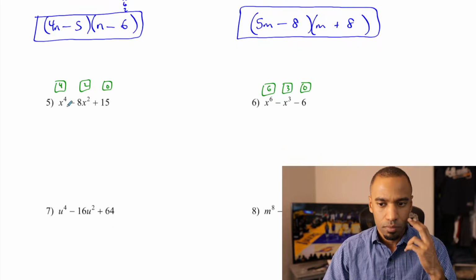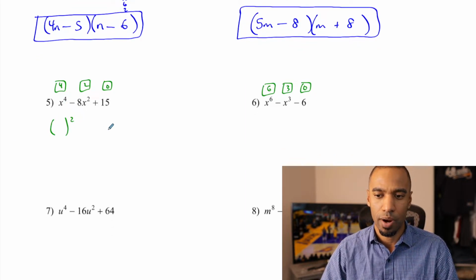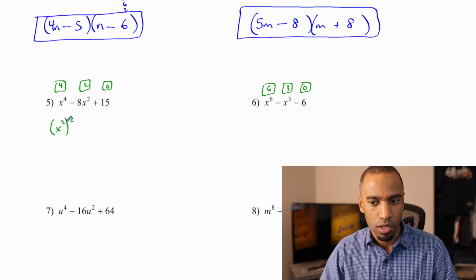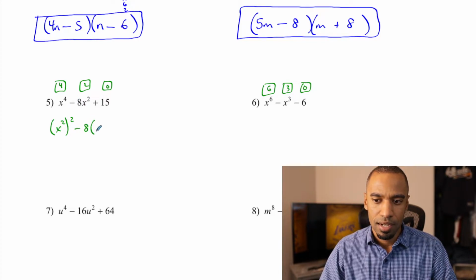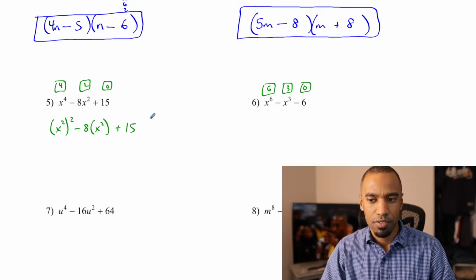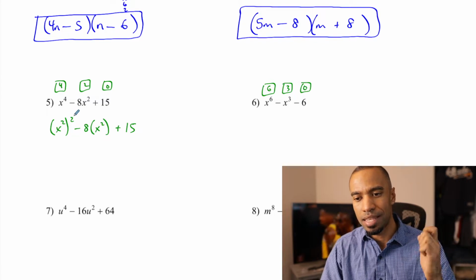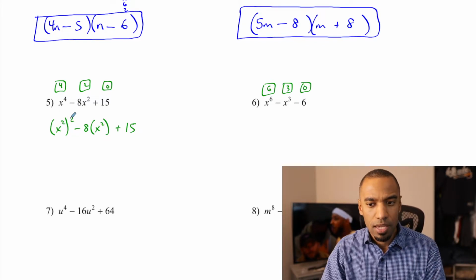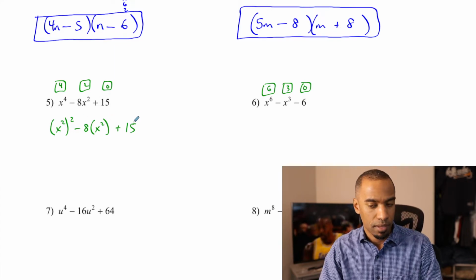That means, potentially, we're still looking at something here that's being squared. Instead of x to the fourth, x squared would be squared in that case. This 8x squared means that x squared is being raised to the first power, and then plus 15. What I'm doing is re-representing this as a quadratic. I'm giving it its quadratic form and saying something is being squared, something is being raised to the first power, and we have a constant.